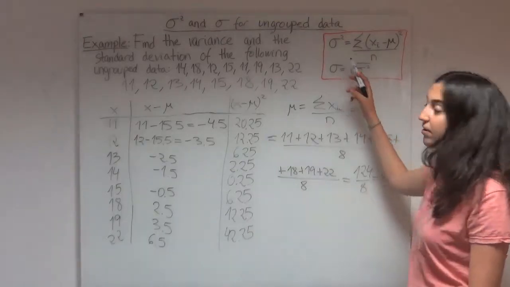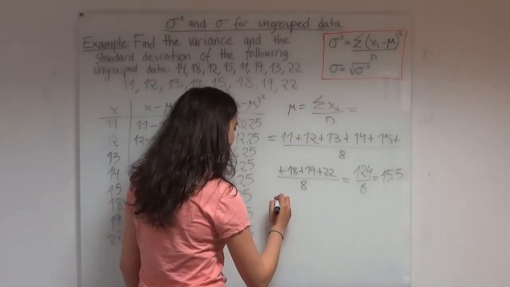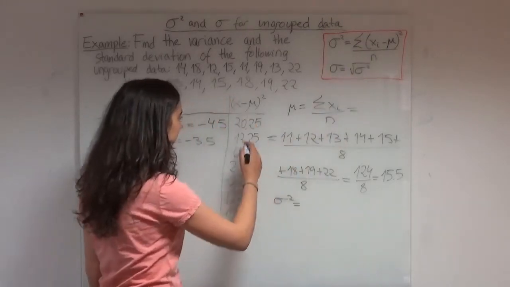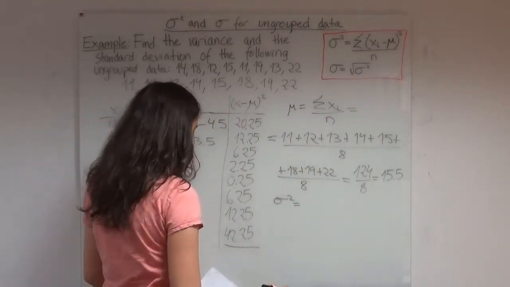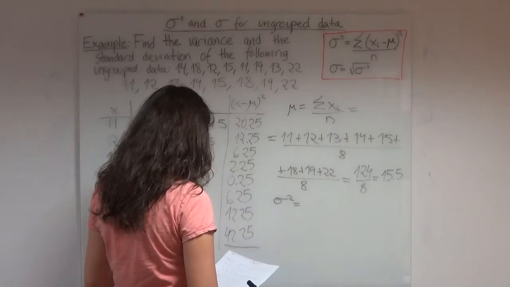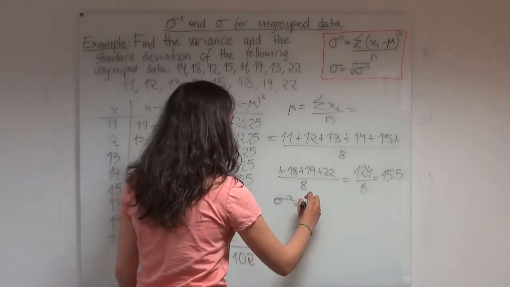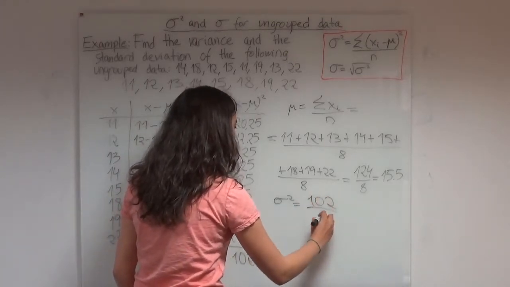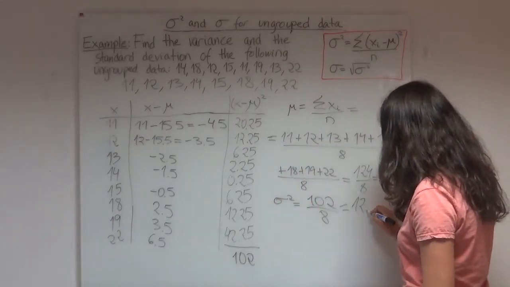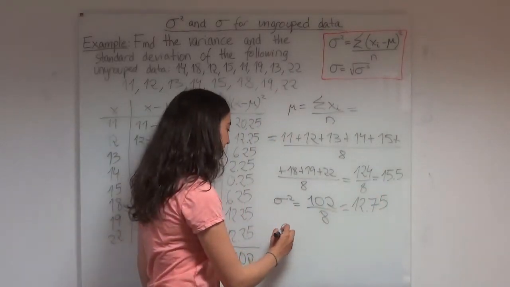So now we can calculate the value of the variance. We have all the data that we need. So the variance, sigma squared, is going to be equal to the sum of all these values, which is equal to 102. So it's 102 over n, which is 8. And this is going to be 12.75.